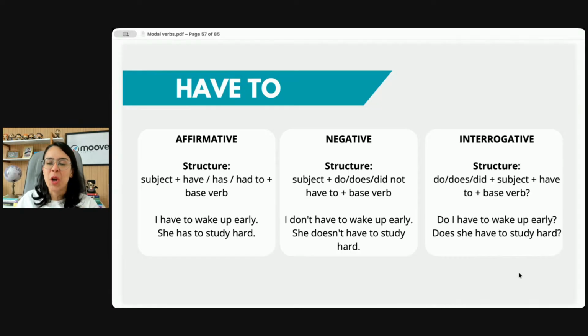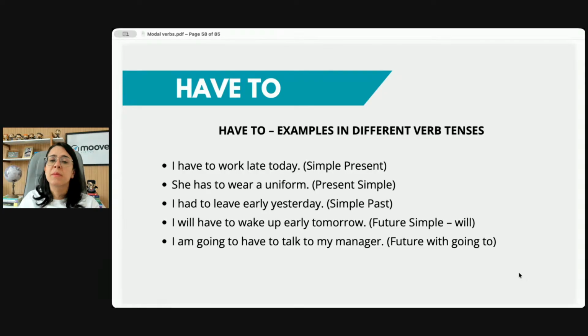And in the interrogative form, you have to use do, does, did, will, depending on the verb tense. So, do I have to wake up early? Does she have to study hard? Okay, let's see some examples of have to in different verb tenses. So, I have to work late today. She has to wear a uniform. I had to leave early yesterday. I will have to wake up early tomorrow. I'm going to have to talk to my manager.